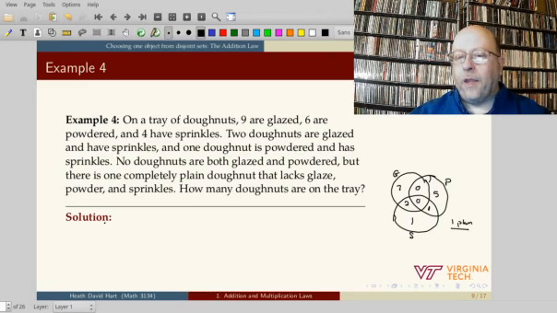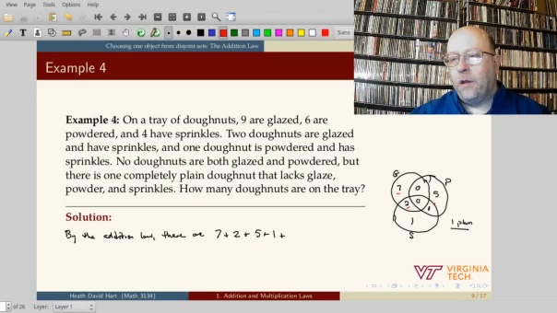And so by the addition law, there are 7 plus 2 plus 5 plus 1. So 7 and 2 and 5 and 1. And then there are 2 more 1s. Plus 1 plus 1 equals, how many total donuts are there? 9 and 5 is 14, 15, 16, 17 donuts.